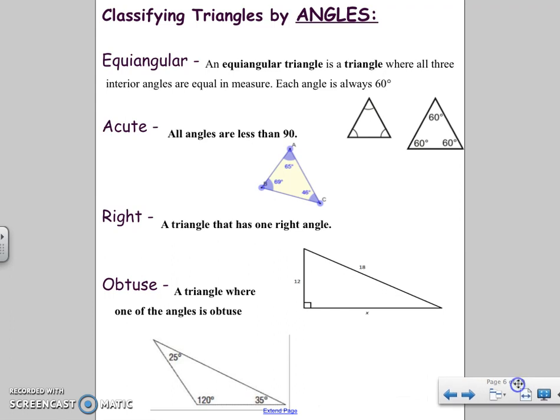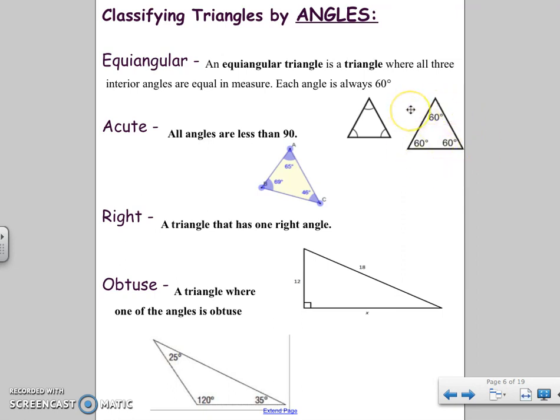So when you name them by the angles, there are 4 different vocab words you need to know. So this is called equal angular. Think about equi, meaning equal, and then angular, meaning angles. So it means an equal angular triangle is a triangle where all 3 interior angles are equal in measurement. So guess what? They all have to be 60, because 60 plus 60 plus 60 equals 180.